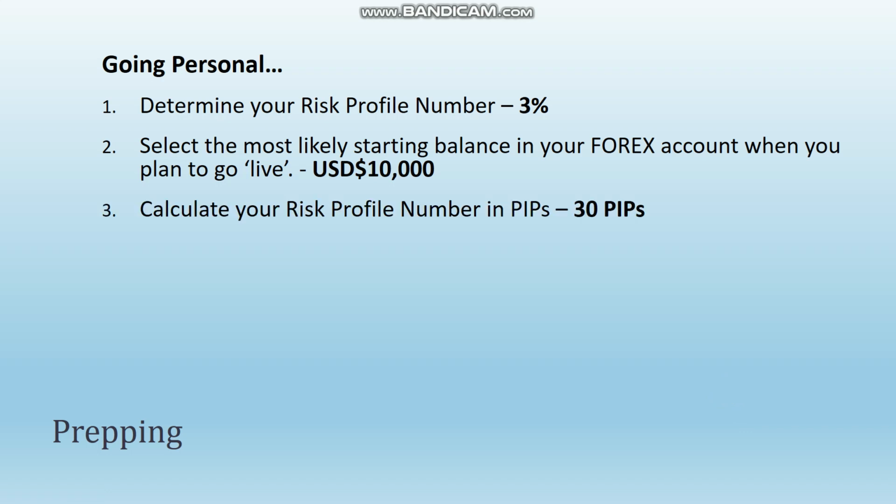Third, calculate your risk profile number in pips. Similar to the Weight Watchers example used in the previous lesson, we chose 30 pips, which incidentally is equivalent to a maximum daily loss of $300 US.